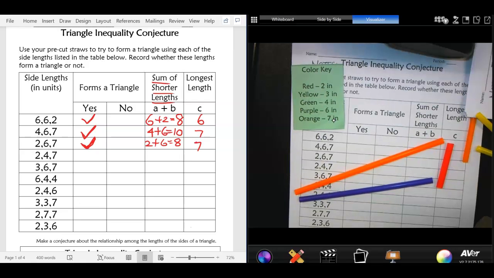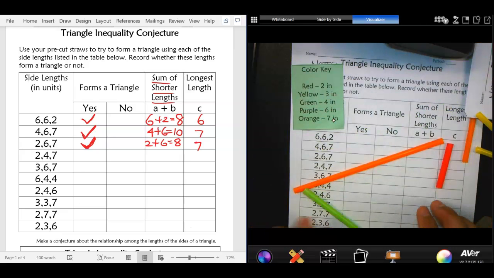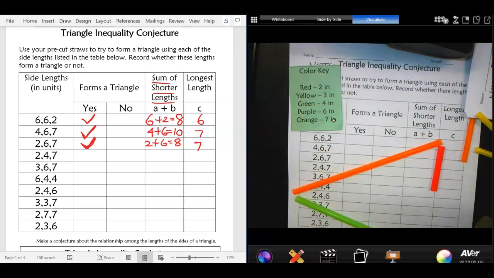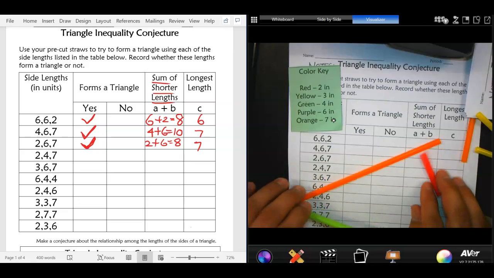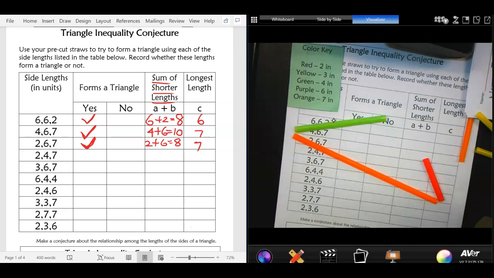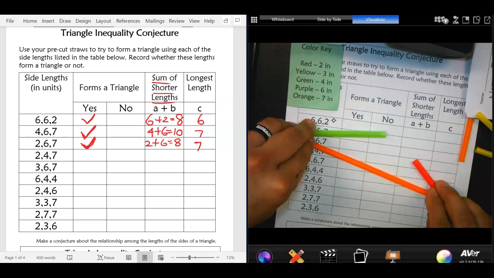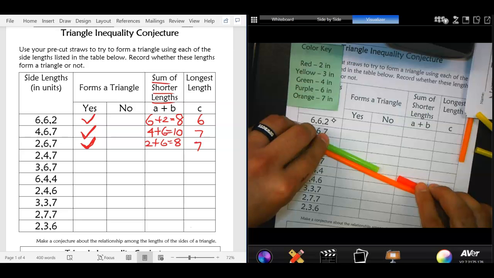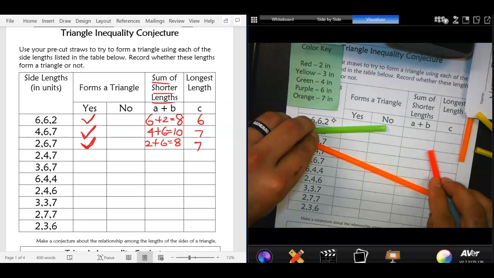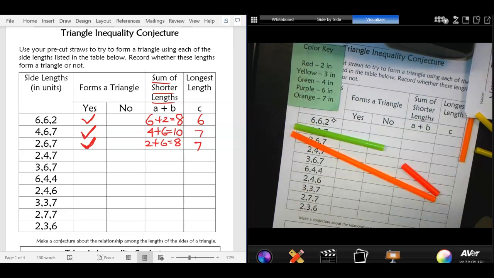Now, 2, 4, 7 is going to be red, green, orange. Let me do it this way. The way I put it right here doesn't look like a triangle yet, right? But you do want to try to rotate them until they touch. But you see how these just don't touch at all. There's a big gap there. So is this a yes or a no situation? That's a no. Okay, so let's go ahead and put no.